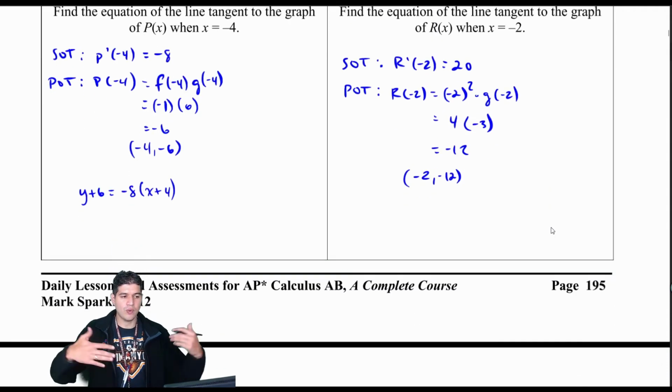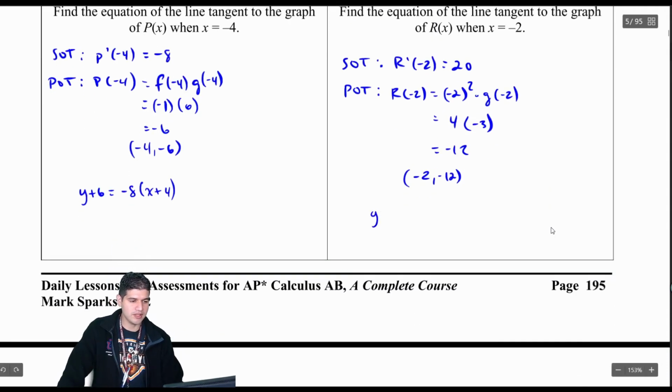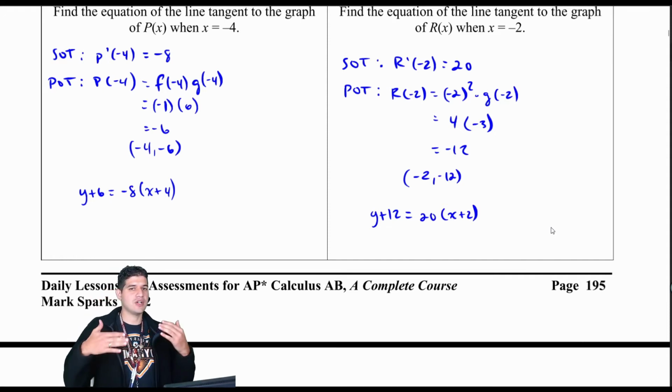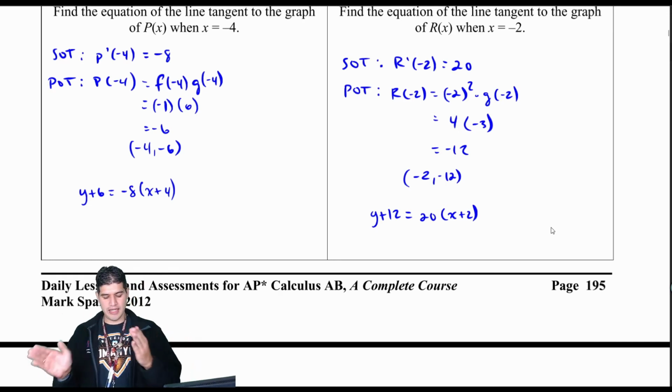If I write the equation here, I'll get y plus 12 equals our slope, 20, times x plus 2. And that's going to be our equation of the tangent line for r of x at x equals negative 2.